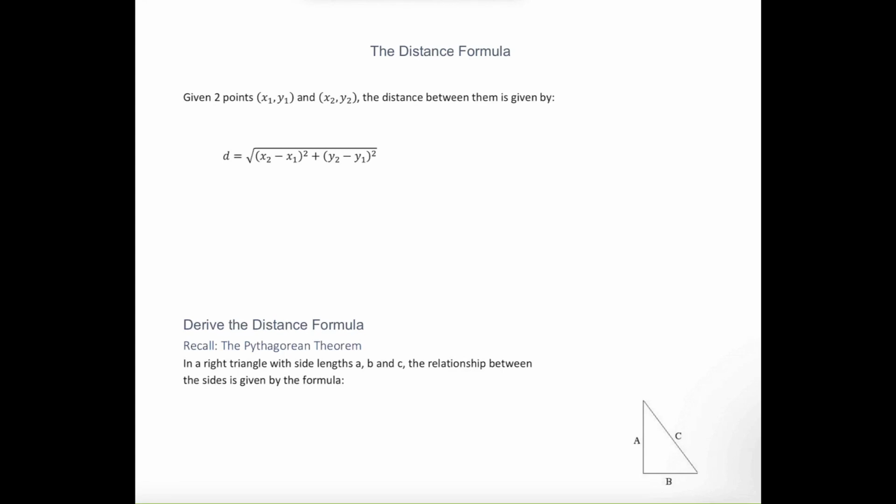The distance formula is a formula that we can use to determine the length of a line segment that connects two ordered pairs. So if we have an ordered pair situated at (x1, y1), which is a general representation for an arbitrary ordered pair, and (x2, y2), another arbitrary ordered pair, the distance formula is going to give us the length of the line segment that connects these two points.